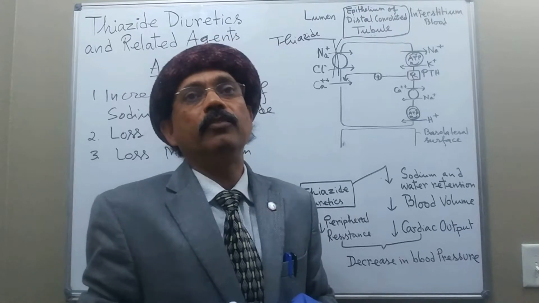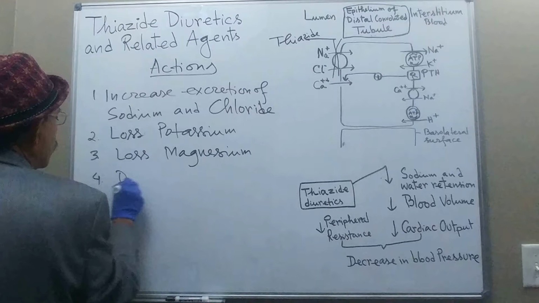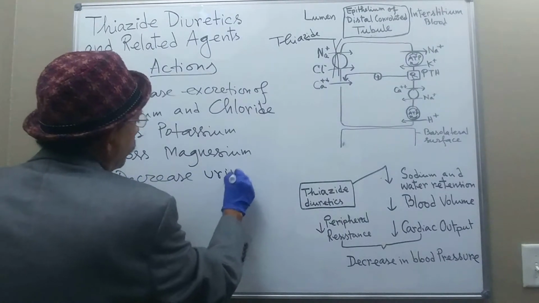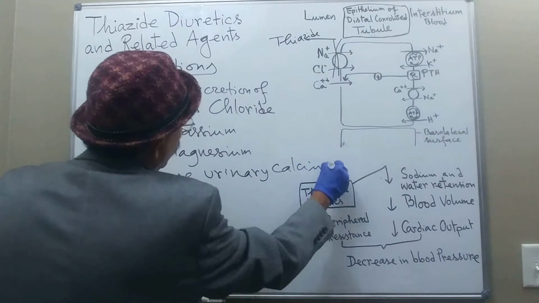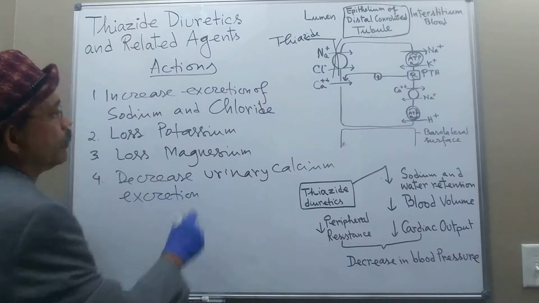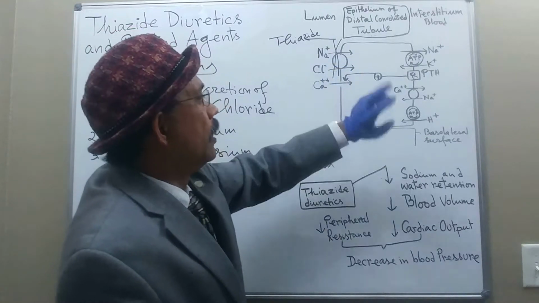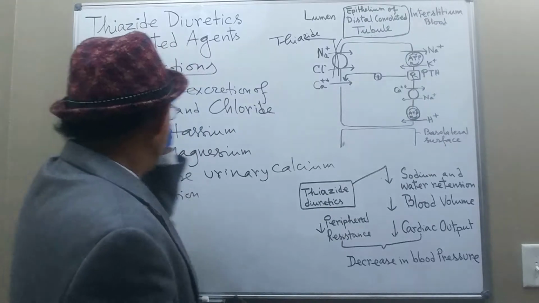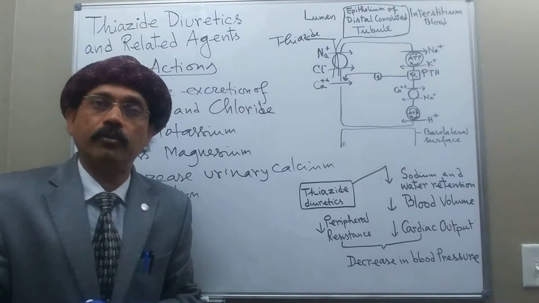And it also decreases urinary calcium excretion. How? This is the way it helps to get the calcium inside the cell. Calcium is also pulled inside by the parathyroid hormone. So, decrease urinary calcium excretion.